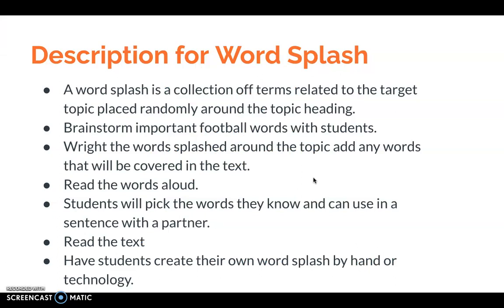Word splash is a collection of words that the students learn over the topic, and they are put into a big collaboration that lets the students see which words they know, which words they don't know, and helps them gain interest in the whole unit and the vocab words and their definitions. They can read the words aloud.